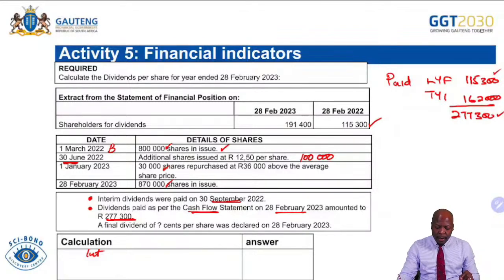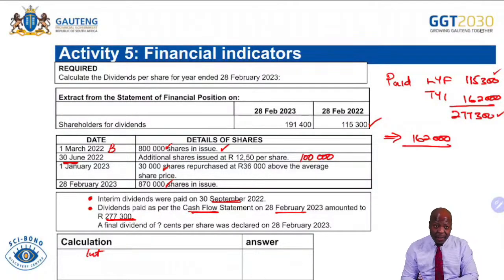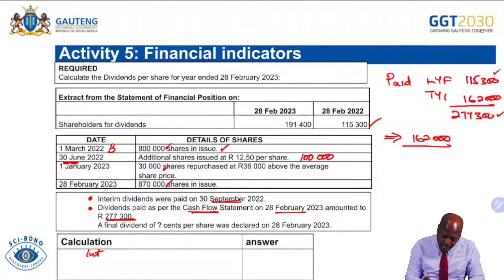So to get the dividend per share for the interim that was declared, we would then say the total dividends that were paid, which is 162,000, we divide by the number of shares. How many shares were we having when we paid an interim dividend on 30 September? By 30 September, we were having 800 plus 100. How much is that? We're having 900,000 shares.